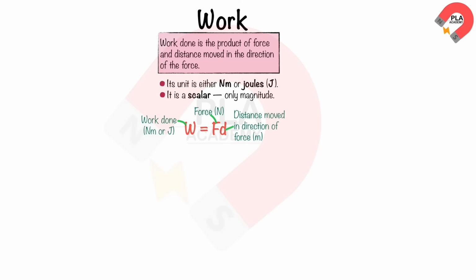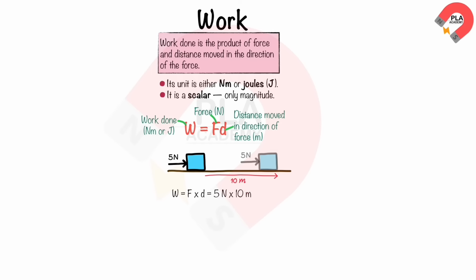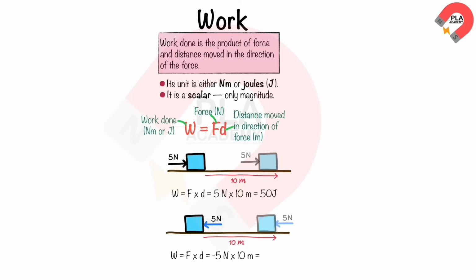For example, a force of 5 newtons acts on a box, causing it to move in the direction of force for a distance of 10 meters. Therefore, work done is 5 times 10 equals 50 joules. On the other hand, if a force of 5 newtons acts in the opposite direction of the distance moved, which is the negative direction, work done is minus 5 times 10 equals minus 50 joules.